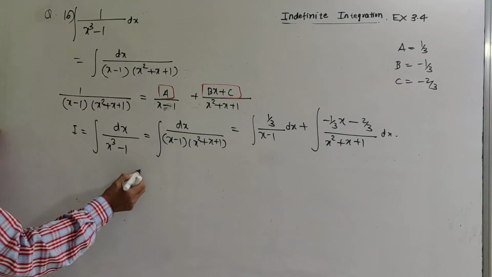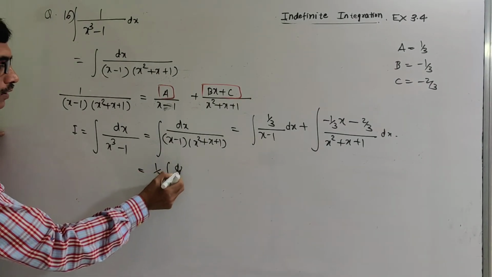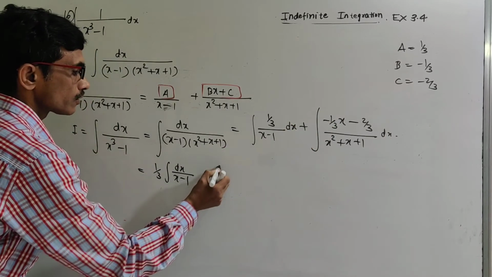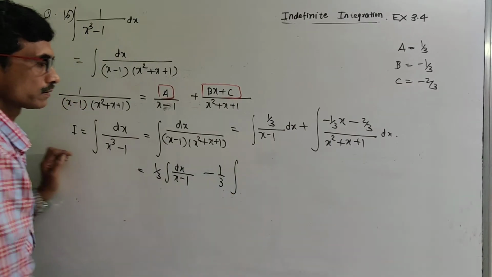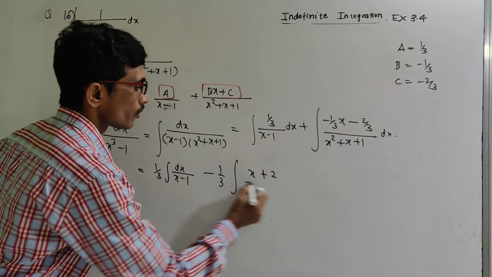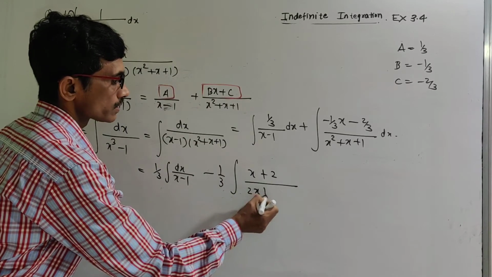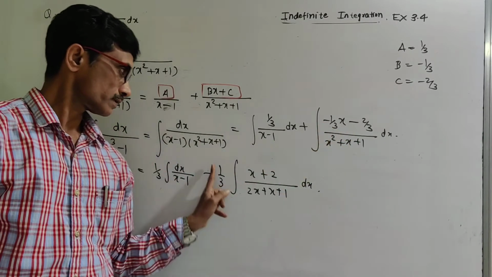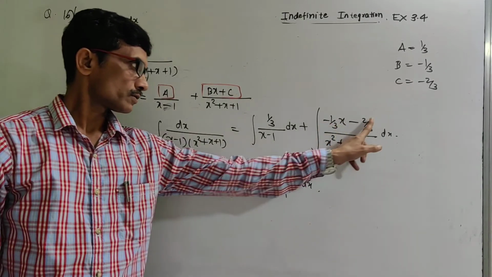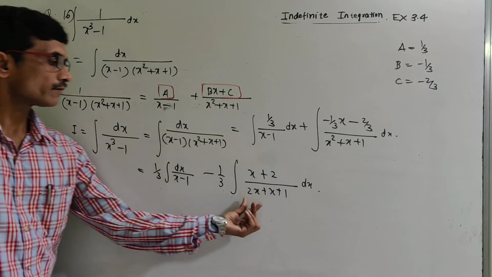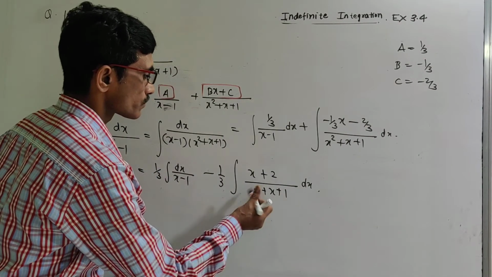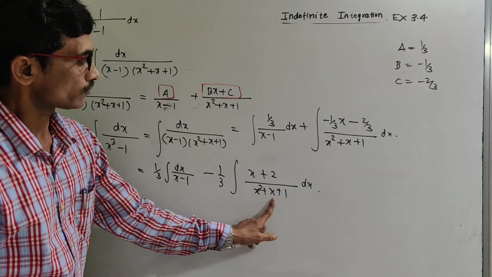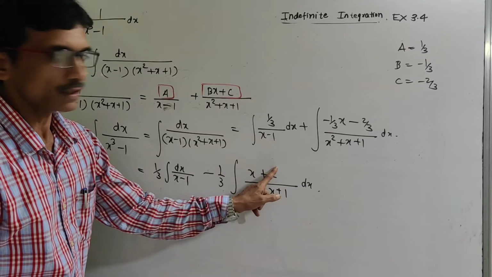1 by 3 is a constant outside the integral, dx upon x minus 1. Here minus 1 by 3 you can take outside the integral, x plus 2 upon x square plus x plus 1 dx. Taking minus 1 by 3 outside the integral sign, x and 2 remain here. The derivative of this, x square plus x, the derivative of x square is 2x, and 1. So 2x plus 1 is required here in the numerator.